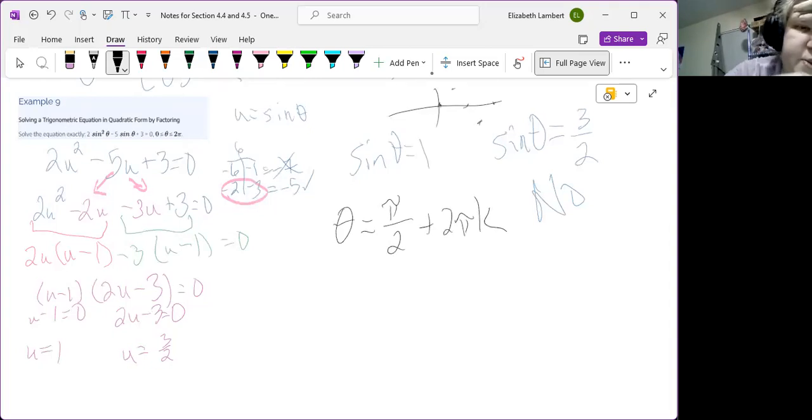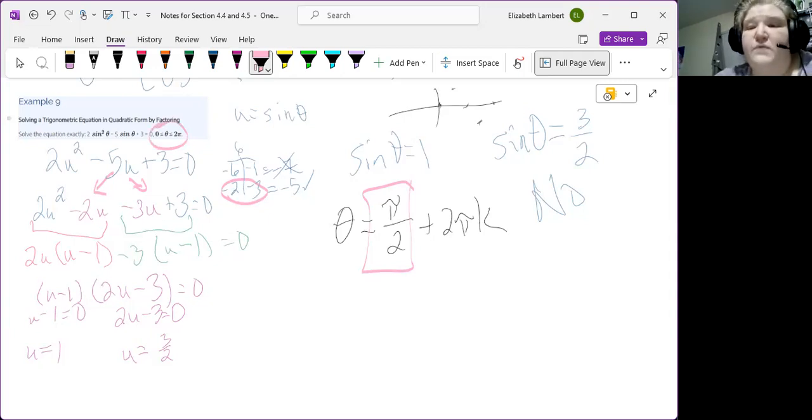They just want the answer between 0 and 2 pi. So there it is. So our theta is pi over 2. And that is the only angle between 0 and 2 pi that when we plug it in there for theta, we will get a true equation out. Cool. Then, of course, any multiple of 2 pi added onto it, but pi over 2.